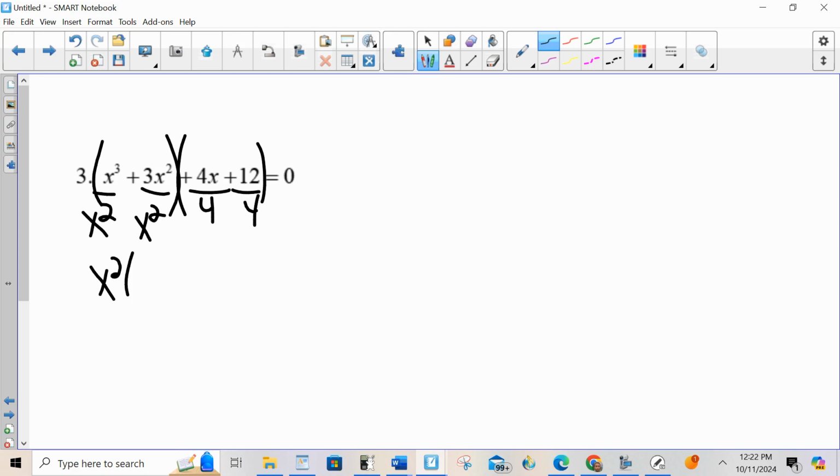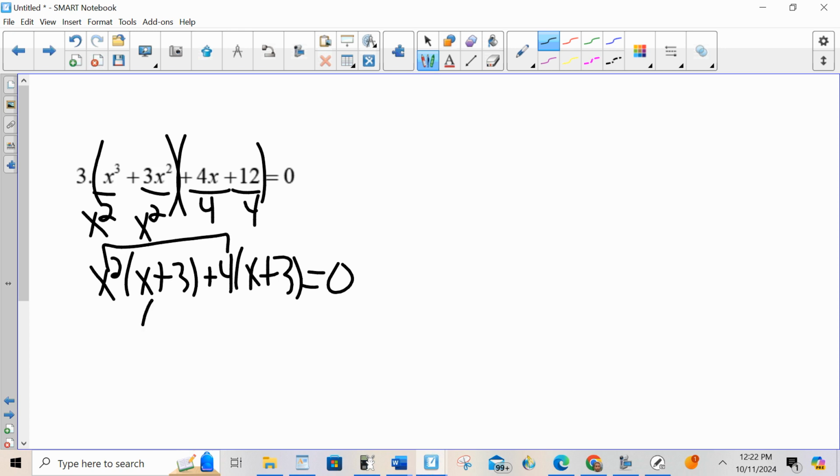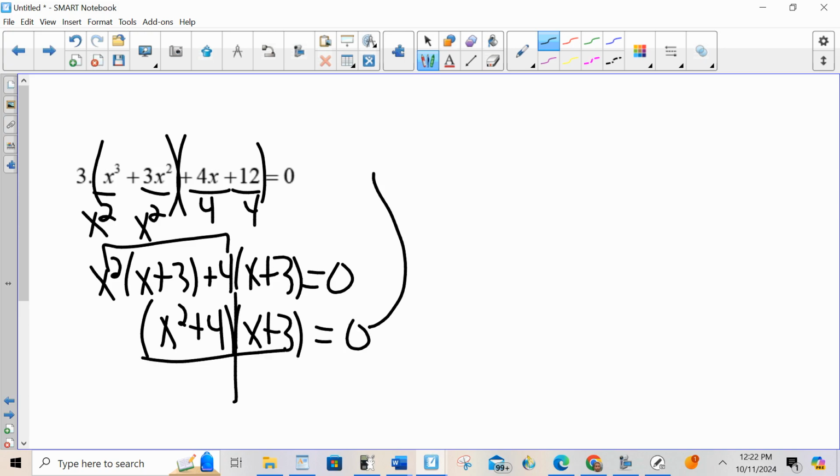x squared, x plus 3, plus 4, x plus 3 equals 0. Combine my coefficients: x squared plus 4, x plus 3 equals 0. Now I set each factor equal to 0. x squared plus 4 equals 0. x plus 3 equals 0.